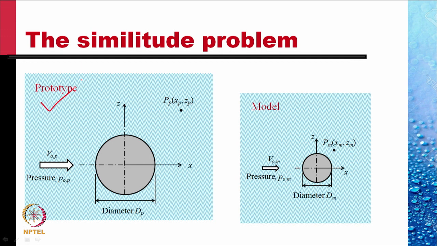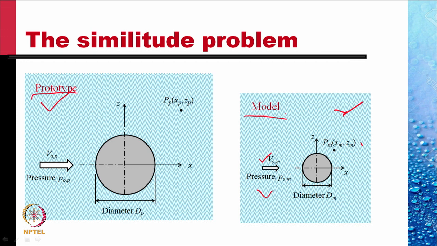We do an experiment on a model. We don't work with this, but we work with a model of a different size, geometrically similar, with a different velocity, different pressure, could be different density, could be different viscosity. Can we predict the results for the prototype experiments from the result obtained from the model? Of course we can, but only under very restrictive conditions.